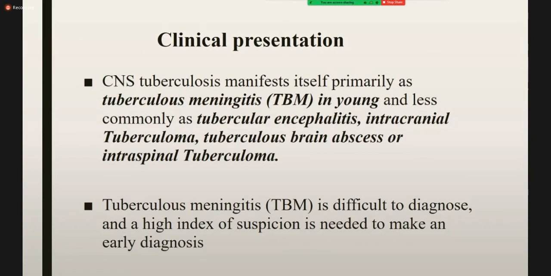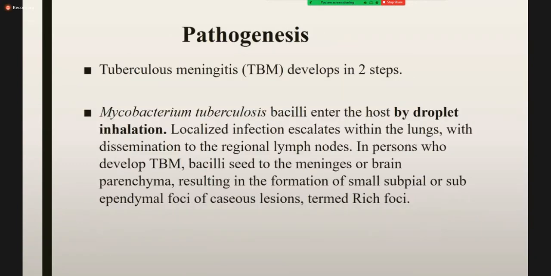CNS tuberculosis manifests itself primarily as tuberculous meningitis, TBM, in the young, and less commonly as tubercular encephalitis, intracranial tuberculomas, or intraspinal tuberculomas, and sometimes, rarely, tuberculous brain abscesses. TB meningitis is very difficult to diagnose, and a high index of suspicion is needed to make an early diagnosis. Now, the pathogenesis: how does tuberculous meningitis develop?